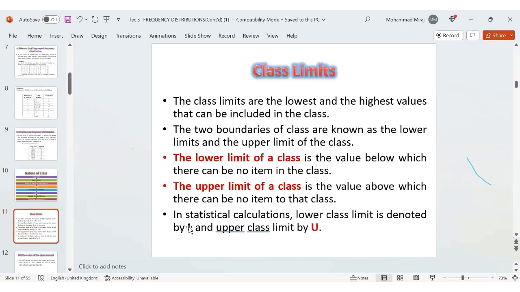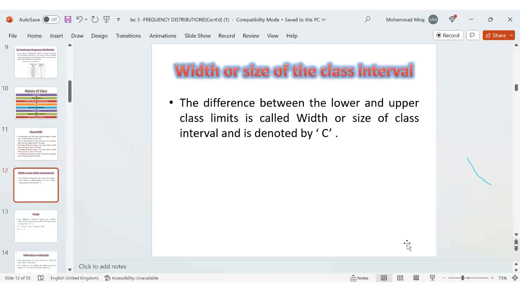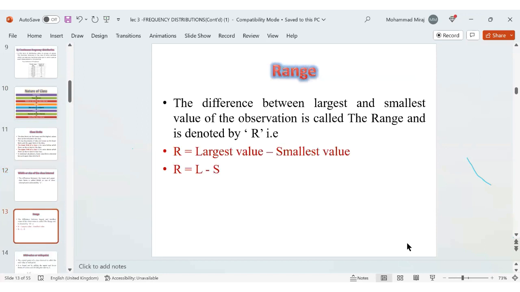The class limit can be of two types: the lower limit and the upper limit. The lower limit is always denoted by L, and the upper limit is denoted by U. So U minus L will be your class range, and width is basically how much gap it is, whether you make a gap of 50 people or 100 people. Range is when you find the highest value minus the lowest value. Range is a very important part as far as measures of dispersion are concerned. Any doubt in this?